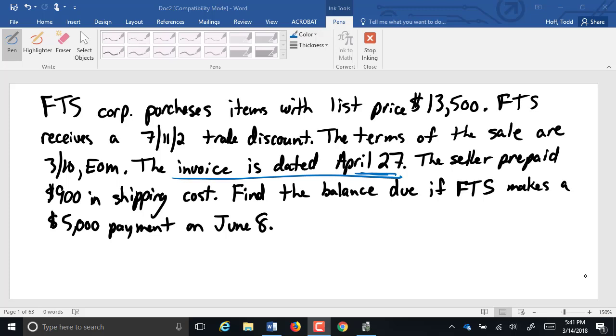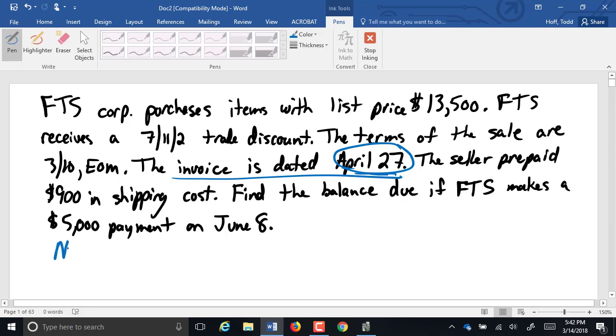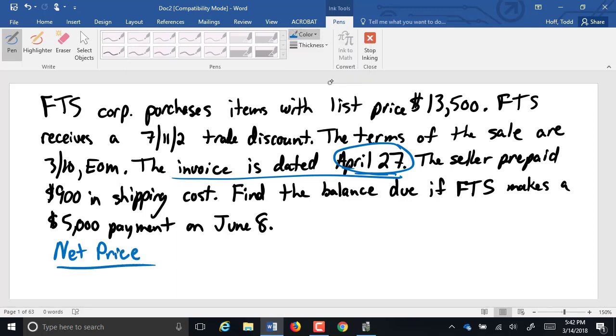First step is to create the invoice. Well, we have the date of the invoice, April 27th up here. We need to find the amount of the invoice, which is going to be the net price. That net price comes from the trade discount, the 7, 11, 2.